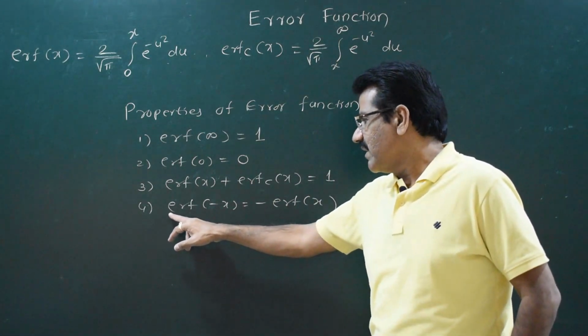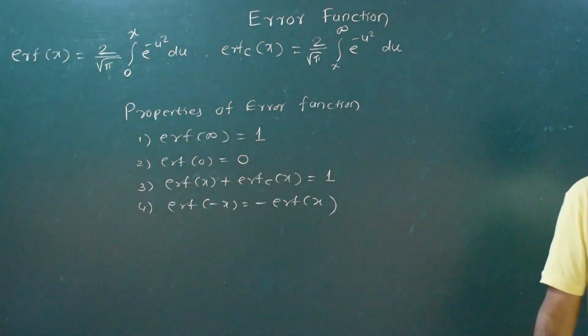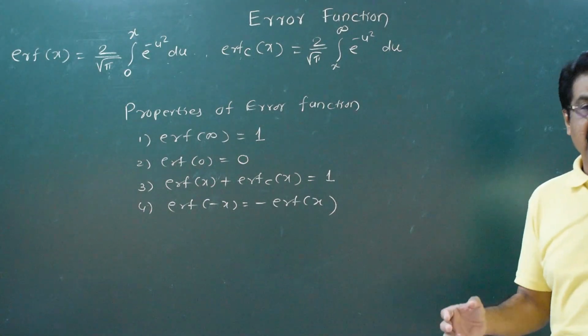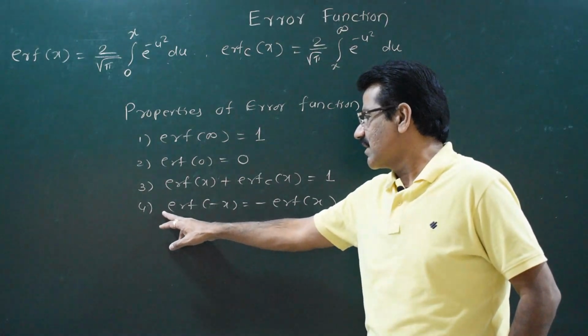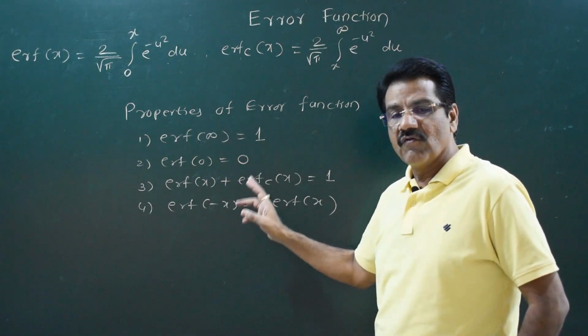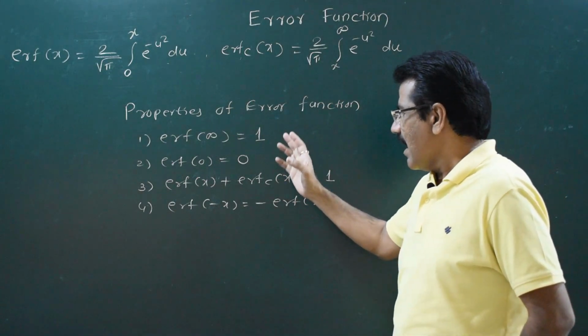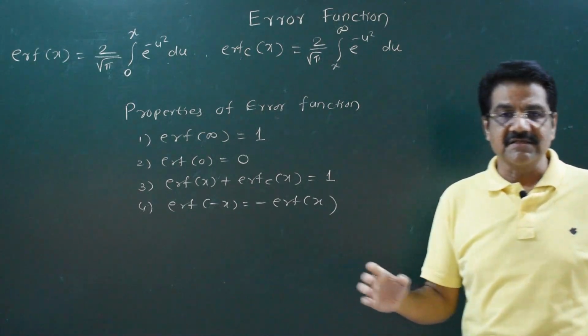In other words, we can say that the error function is an odd function, because you know that for an odd function f of minus x is always equal to minus f of x. So this satisfies the condition of an odd function, and we have to remember all these four properties. Now after understanding these four properties, let us proceed to the next concept.